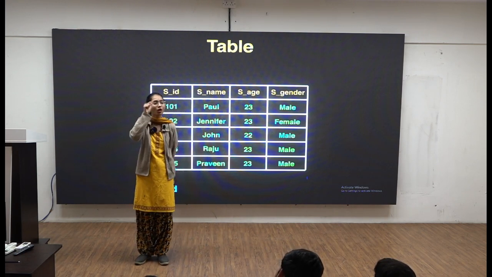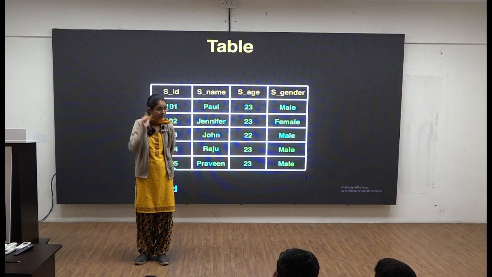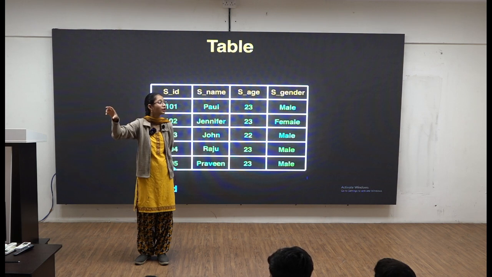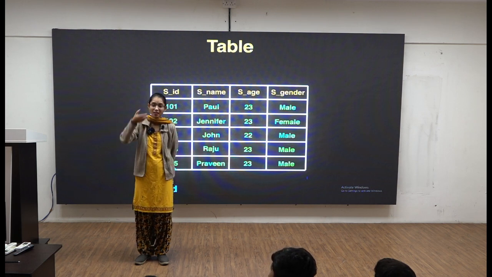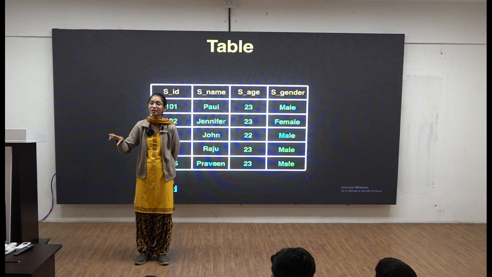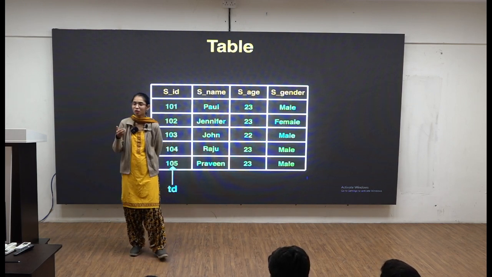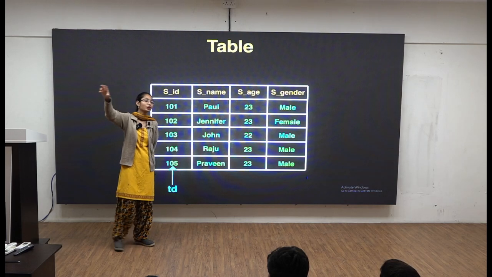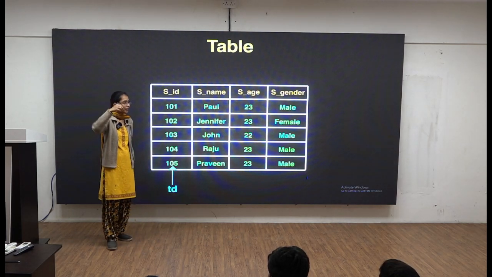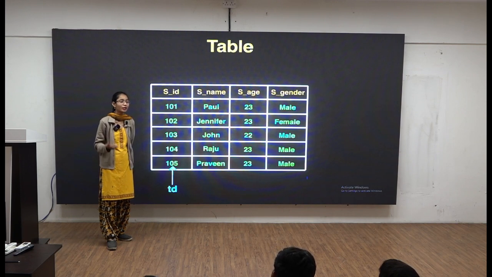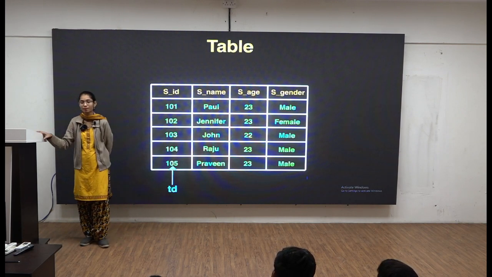In the first row, what do I have? Table headers. So inside that first table row, I have to specify all the table headers. In the second row, what should I specify? Table data. In the third row? Table data. In the fourth row? Table data. Once you have specified your table headers in the first row, in each and every row after that you keep specifying your table data.